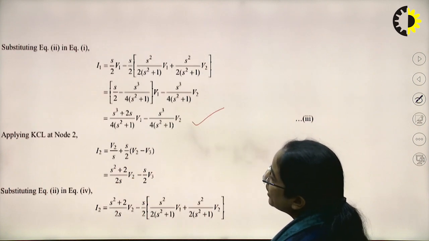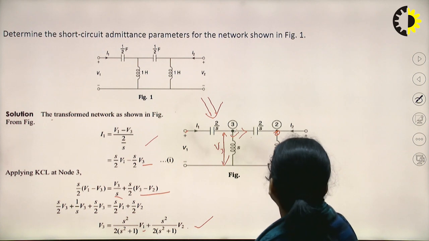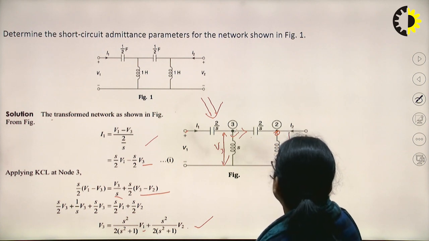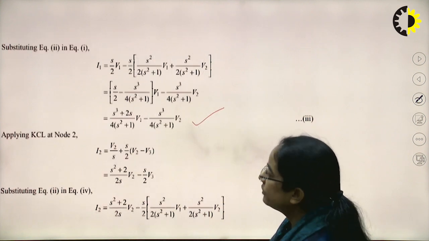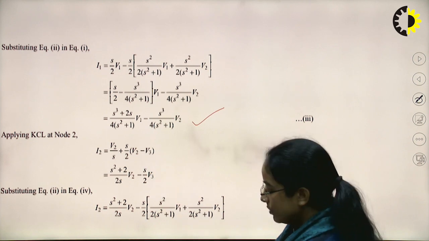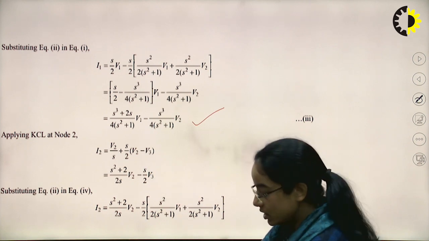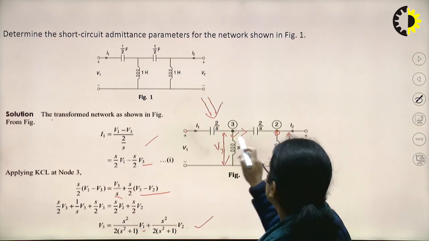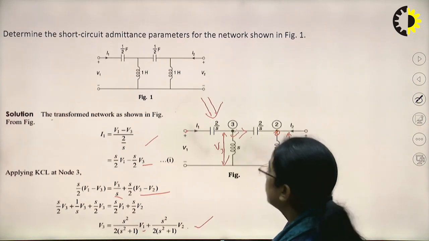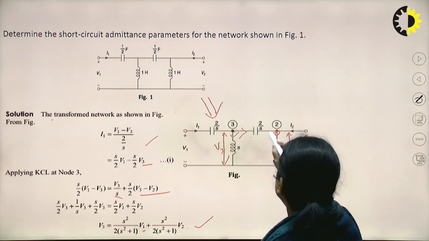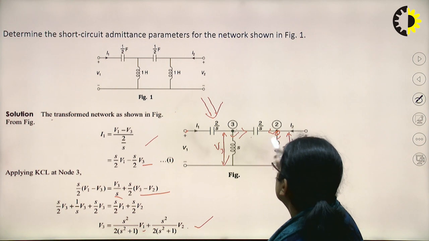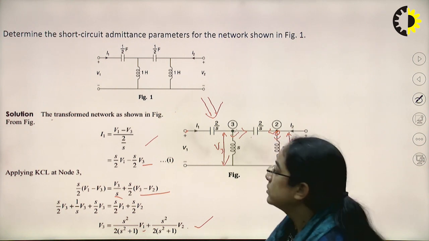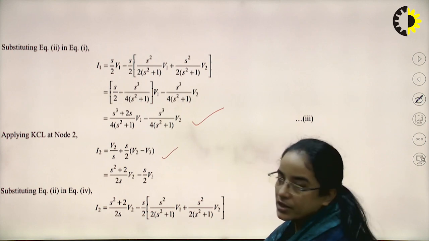Okay, so if we apply KCL at this node, I2 is, see, this is the voltage V2. So at this node, after applying KCL, we can write I2 as V2 by S plus S by 2 into V2 minus V3. Okay, so what is the current here? V2 minus V3 divided by S by 2. If we apply KCL at this node, suppose these are the outgoing currents, so it will be I2 equal to V2 by S plus V2 minus V3 divided by 2 by S. So this is the equation of KCL at node 2.